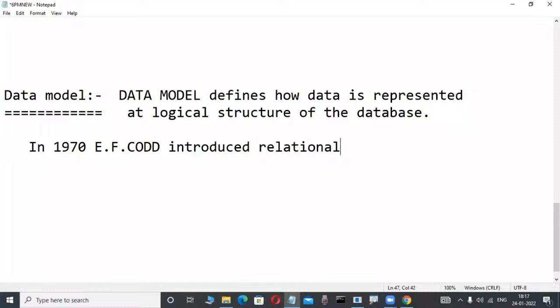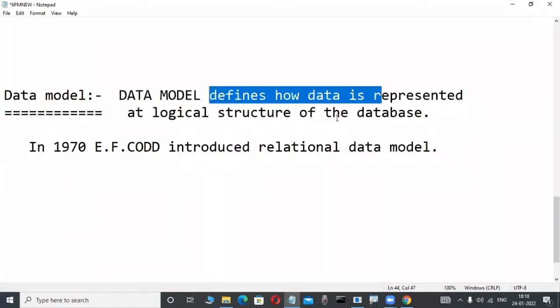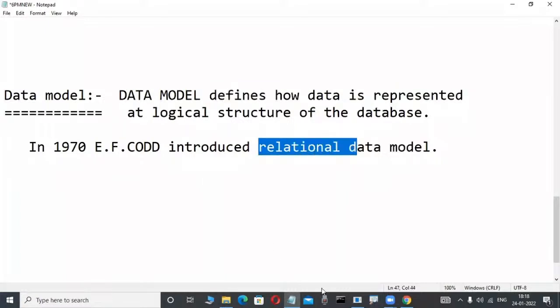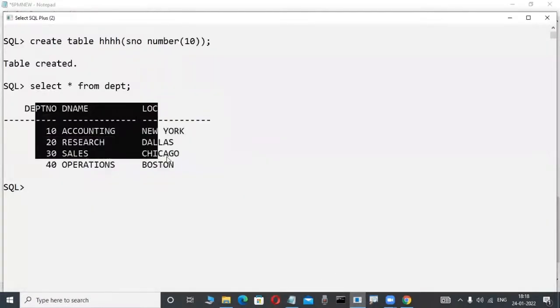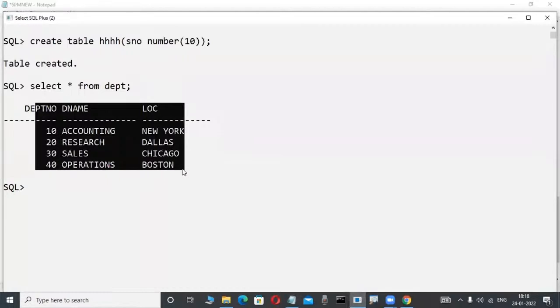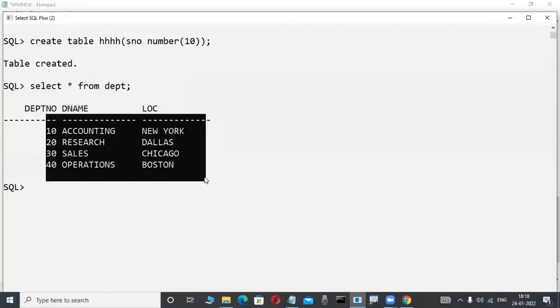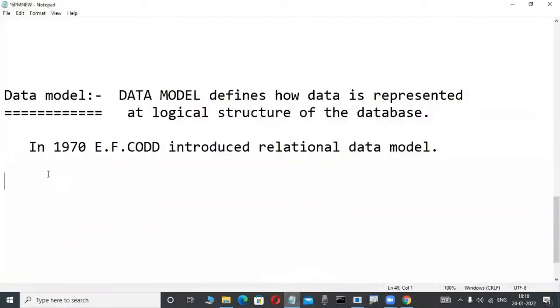So in 1970, E.F. Codd introduced the relational data model. Relational data model means what? What is the logic in a logical structure? How is data represented? This is a logical structure. This structure is not visible in the operating system. In this logical structure, data is represented in the format of rows and columns. That is nothing but two-dimensional tables.